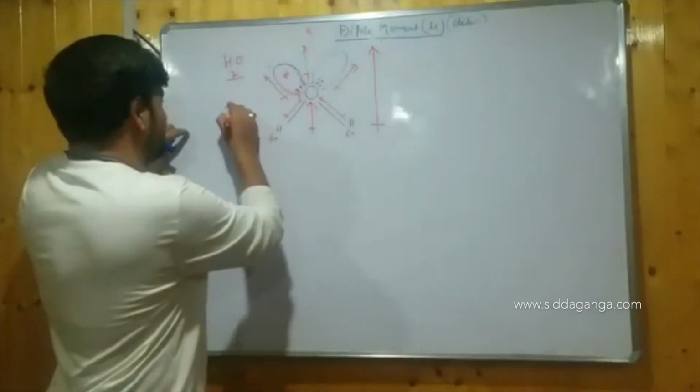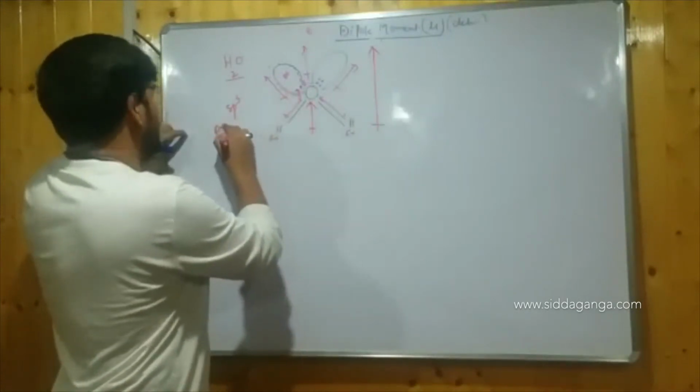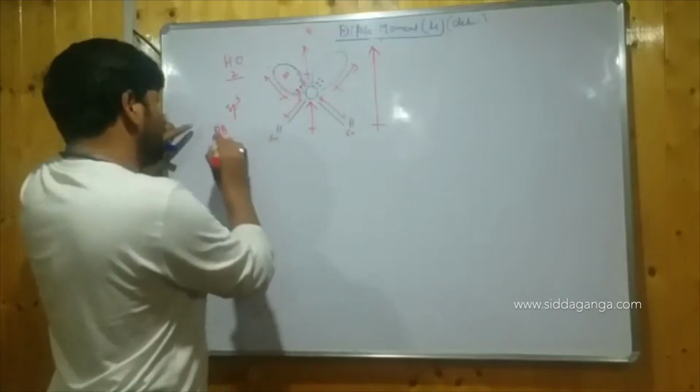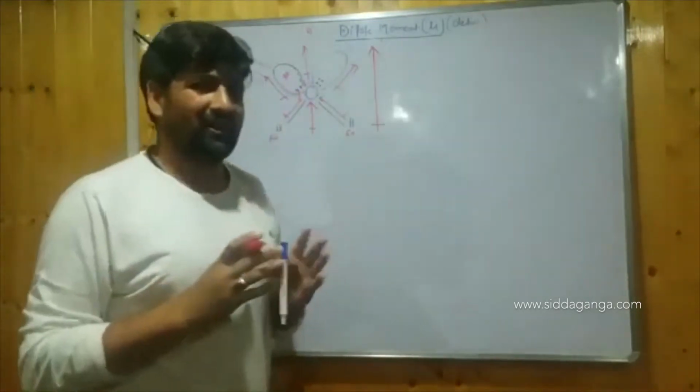What's the hybridization? sp3. What type of molecule? AB2. With how many lone pairs? 2 lone pair of electrons. Clear? Clear or not? Yes.